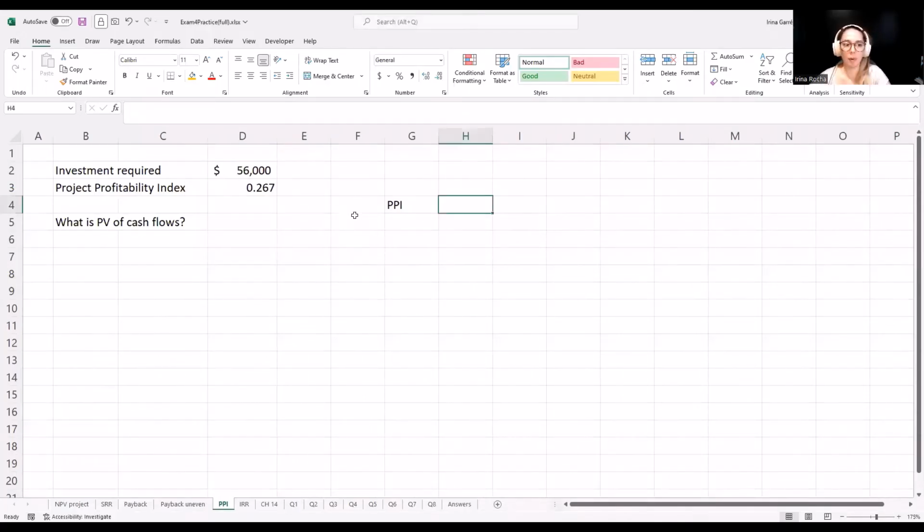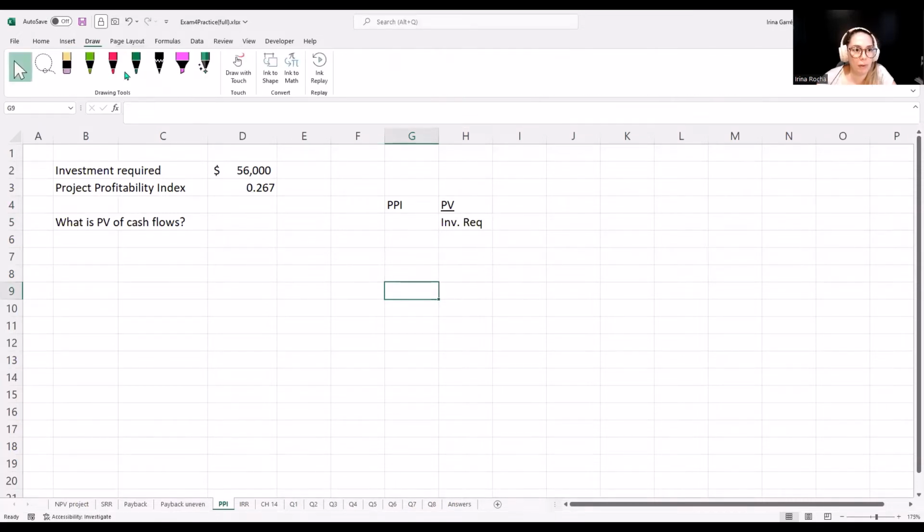Okay, so here it's about the project profitability index, and that formula here is asking about the present value of cash flows. The thing is that this formula equals the present value of cash flows divided by the investment required. And that would be the little formula. And we do have 2 of those values already, right?